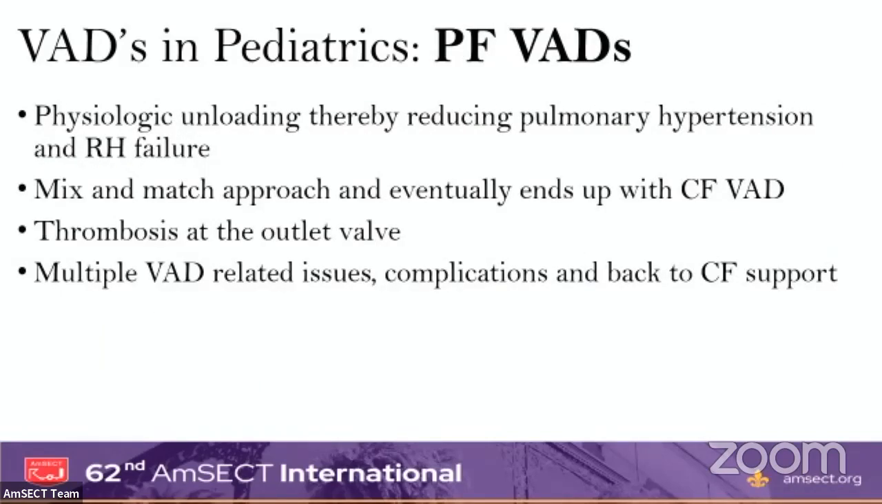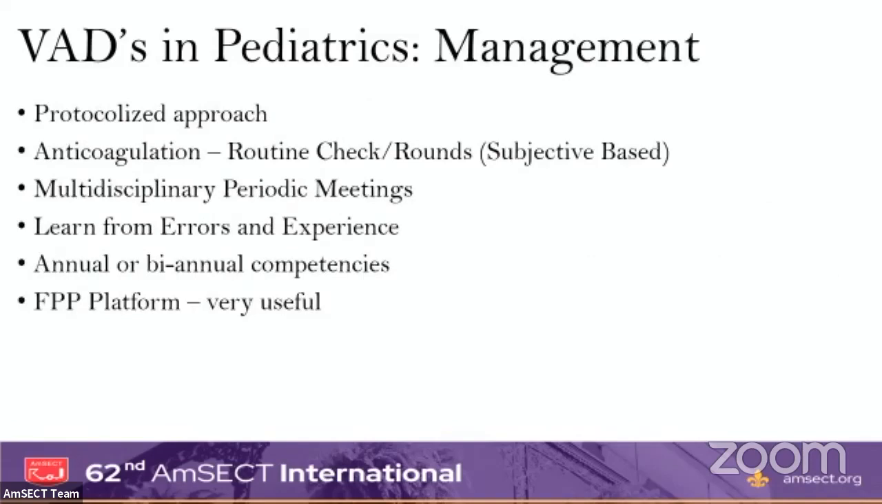So the pulsatile flow VADs offer physiologic unloading, thereby reducing pulmonary hypertension and right heart failure. That is the huge advantage of pulsatile flow. Mix and match approach, and eventually it ends up with continuous flow, because when I'm talking about continuous flow, finally they are either coming with a PDMag or they are going for central cannulation and ECMO. Thrombosis at the outlet of the valve is the problem with the Berlin device. Multiple VAD-related issues and complications, and back to continuous flow support is kind of a common practice in our routine practice.